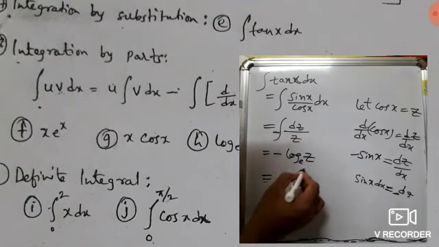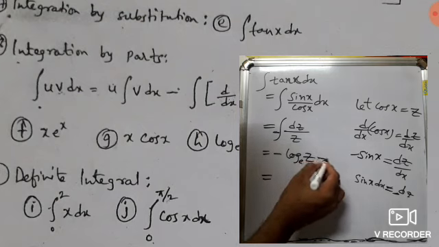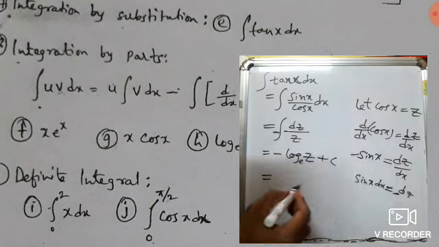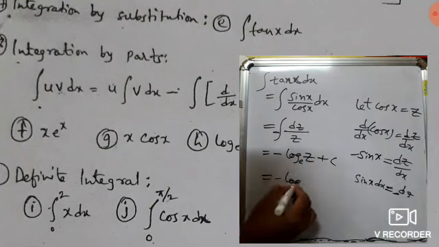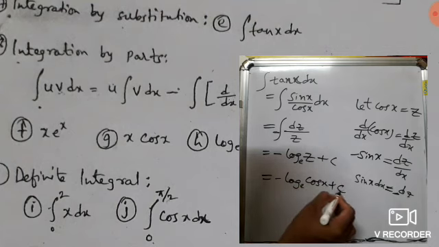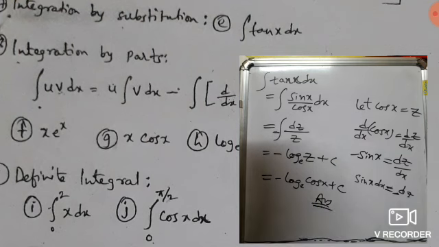to the base e plus c. Now what is the value of z? Z is equal to cos x, so minus log to the base e of cos x plus c. C is the integration constant. This is the answer for you. So this is the integration by substitution method.